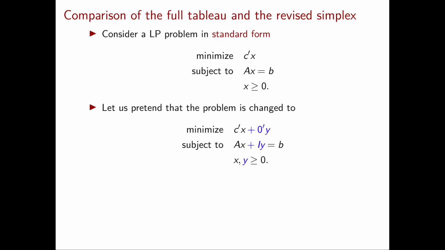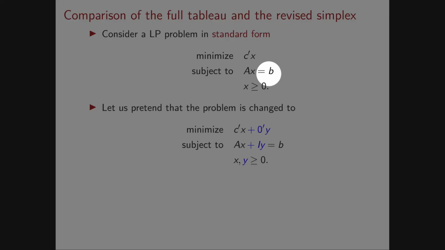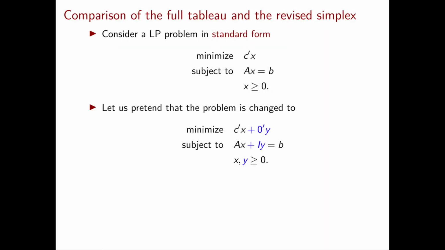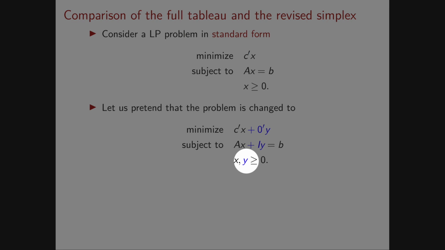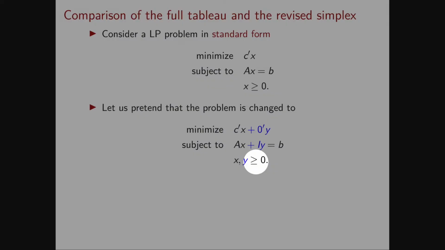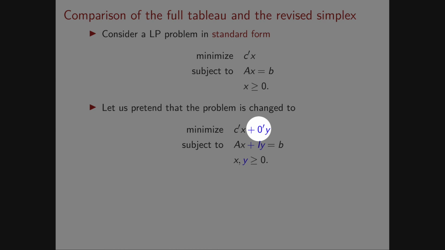What I want to do is add a bunch of additional variables that are similar to slack variables. Of course, I don't need any slack variable here because I already have equality constraints, but I add them anyway. So I add plus y1 to the first constraint, plus y2 to the second constraint, and so on and so forth. In matrix form, the new system of equations will be Ax + Iy = b. As for real slack variables, I also add the constraints that the y variables are greater than or equal to 0. Finally, I make no change in the objective function, so essentially I'm just adding plus 0 transpose y.